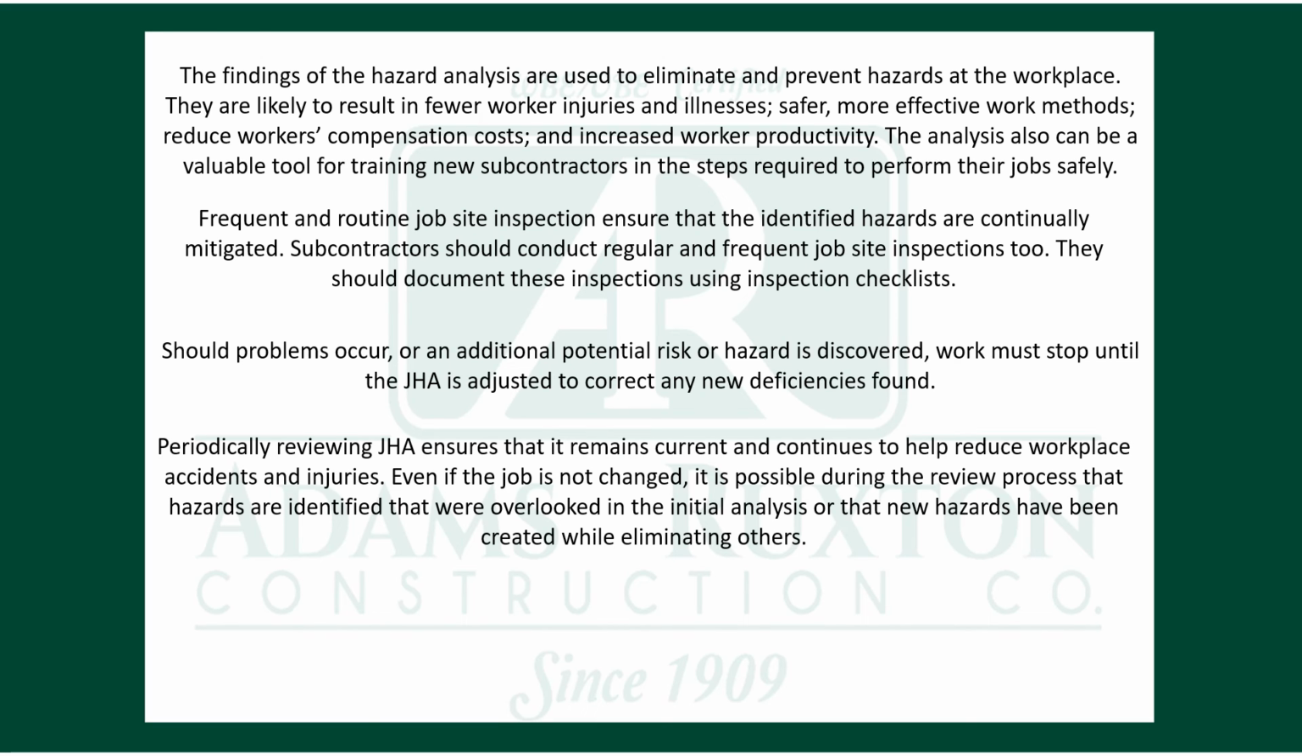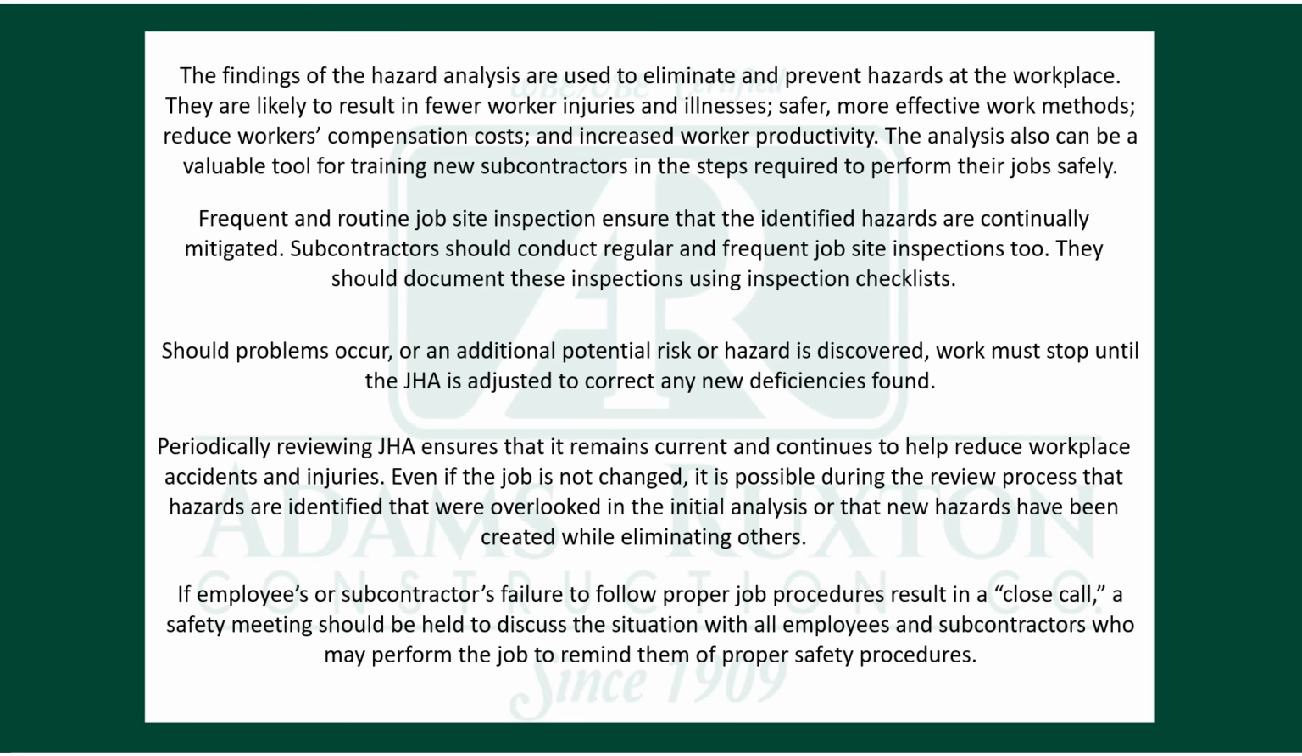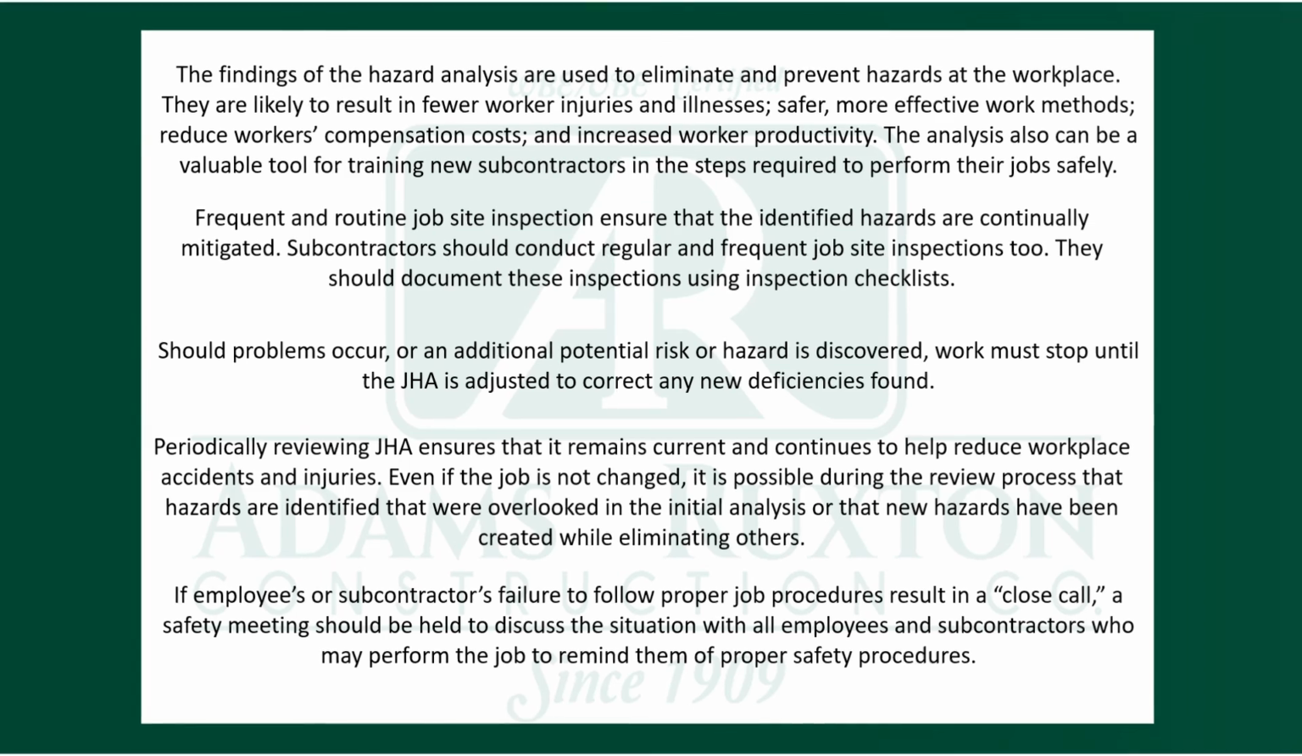Periodically reviewing a JHA ensures that it remains current and continues to help reduce workplace accidents and injuries. Even if the job is not changed, it is possible during the review process that hazards are identified that were overlooked in the initial analysis, or that new hazards have been created while eliminating others. If an employee's or subcontractor's failure to follow proper job procedures results in a close call, a safety meeting should be held to discuss the situation with all employees and subcontractors who may perform the job to remind them of proper safety procedures.